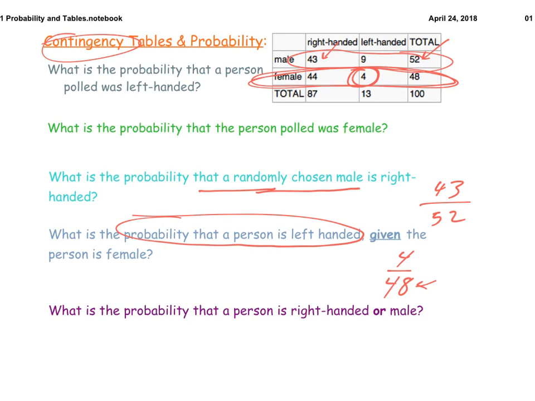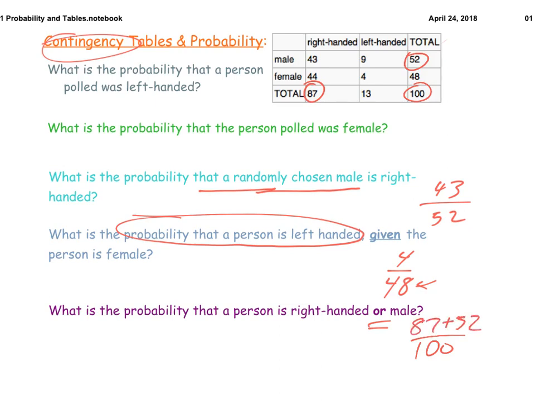What's the probability a person is right-handed or male? Or increases your probabilities. Ors have big answers. I want you to try to remember that. Okay, so probability that a person is right-handed or male. We're going to have to assume that they let us pick from everybody. So there's 100 people that are possible. And right-handed or male, well, here's all the right-handed people, and here's all the males. But what would be the problem if I put those together? Then it'd be 87 plus 52. Do you get that that's not possible because you're going to get an answer that's more than 1.0?